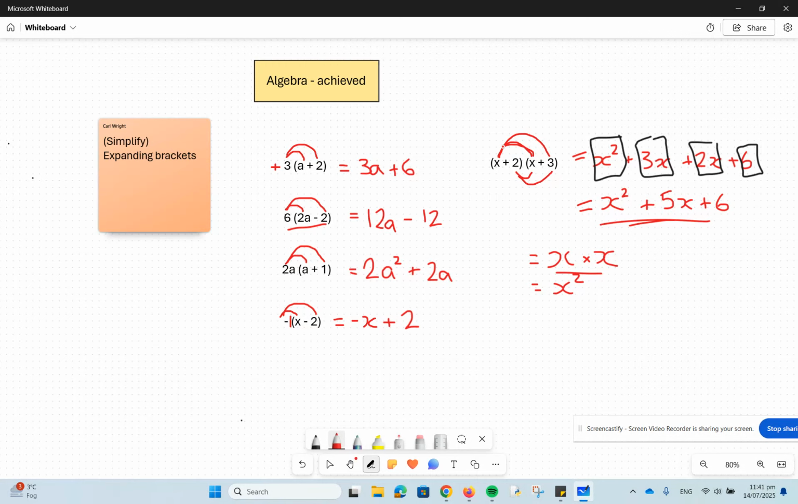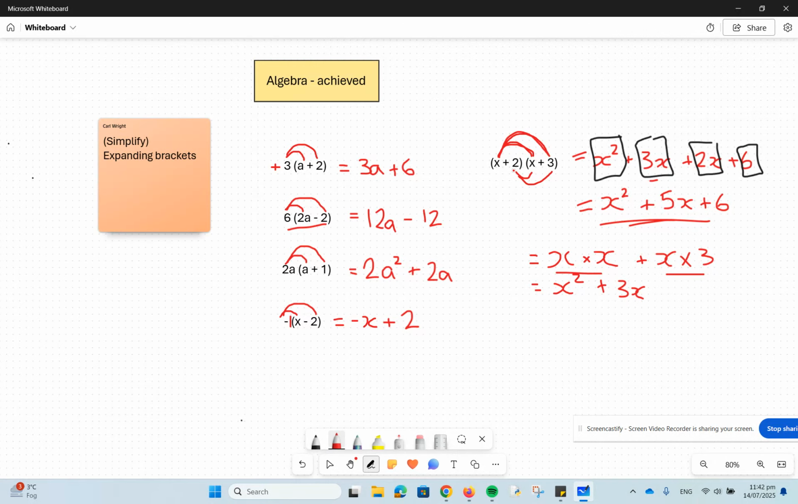Then I could have gone x times 3. So I would have gone plus x times 3. Instead of doing this step here, I just skipped it and I went straight to 3x. So I just went straight to x times 3 is 3x. Okay. See, notice how I skipped an entire step. I went straight to that because I knew x times x is x squared and x times 3 is 3x.